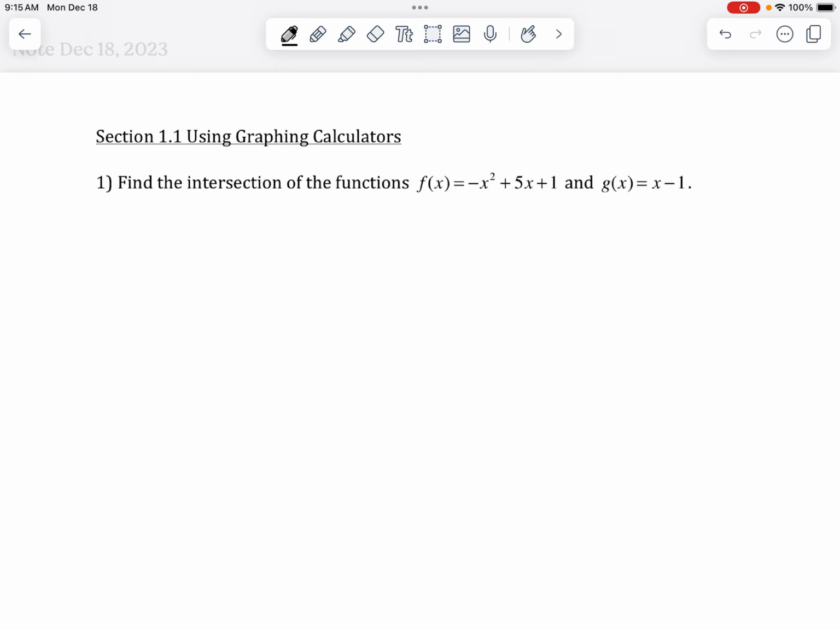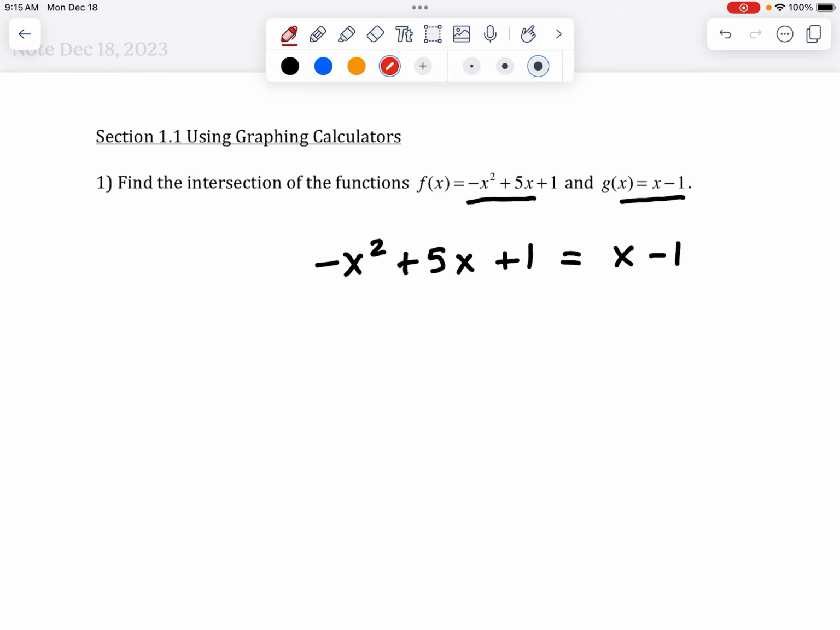So we are going to be using the graphing calculator to see where these two functions intersect. But first I'm going to do the actual algebra and find out where they intersect, and then use the graphing calculator to make sure that I'm right. So the first thing to do is set them equal to each other to find out where they intersect. And then I'm going to move everything to one side so that it's set equal to 0.